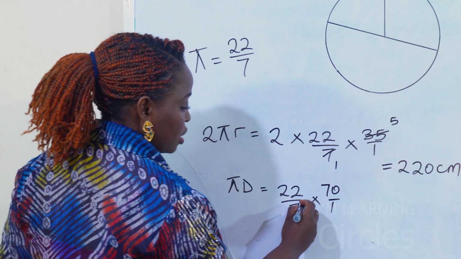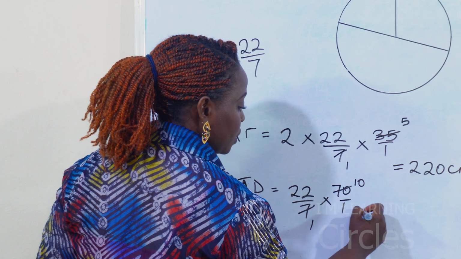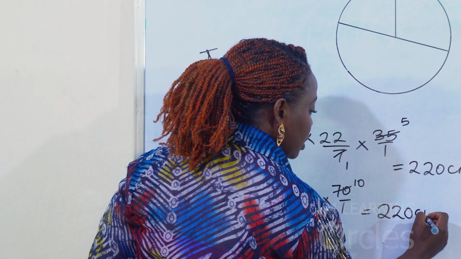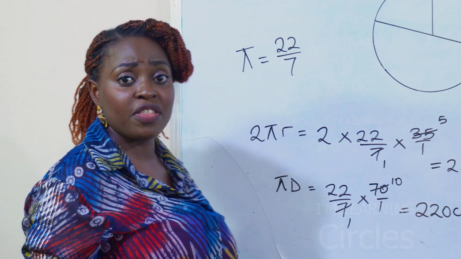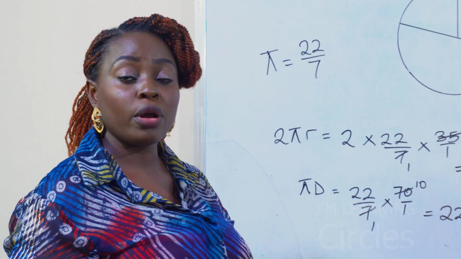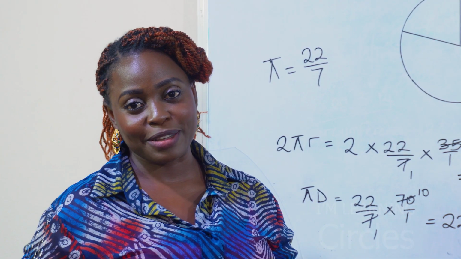Now let's reduce. 7 will go here 1 time, 7 will go in 70 10 times. 10 times 22 is 220 centimeters. And that's how you find the circumference of a circle. Whether you use the formula 2 pi r or pi d, as long as you do it correctly, you should arrive at the same answer.